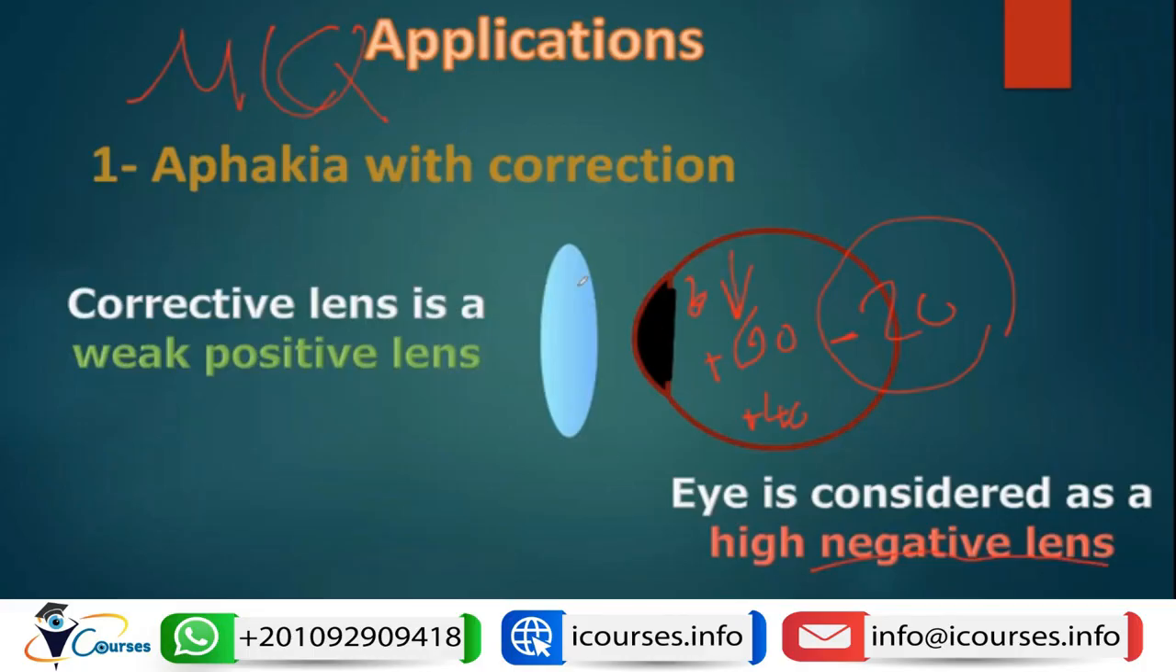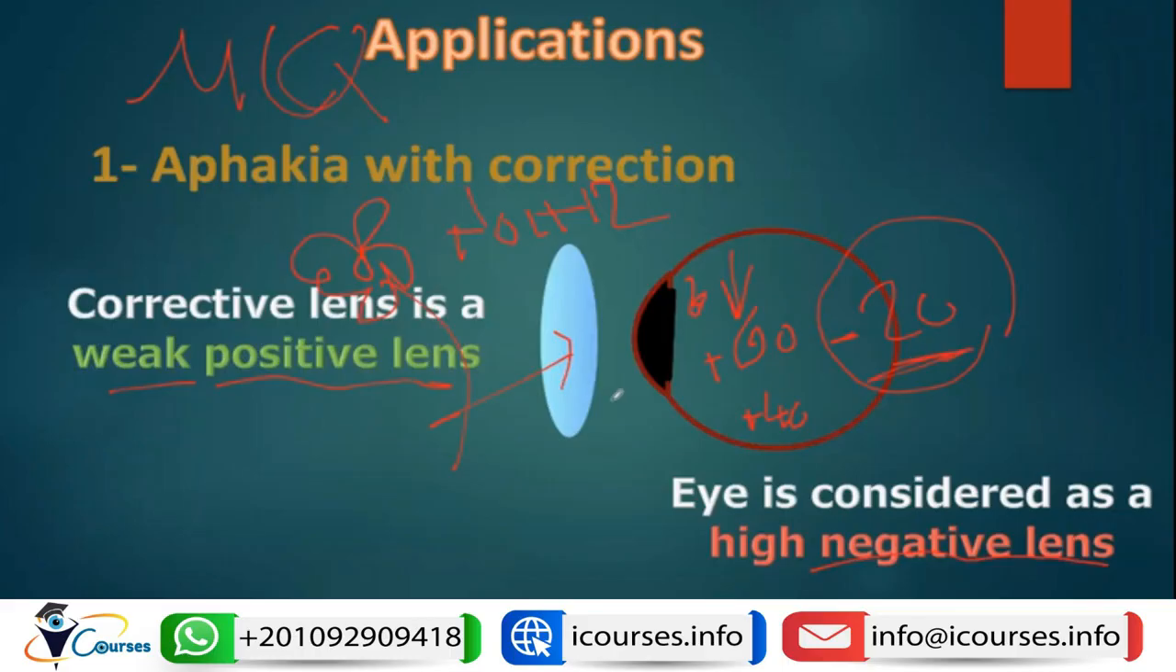If we put correction, or spectacles, in front of the eye, the spectacle will be about plus 10 or plus 12, so it can be considered a weaker positive lens. This weaker plus lens is present close to the object, let's say this flower, and we can see this flower in front of the eye. So this can be considered the objective lens, and the optical system of the eye can be considered a high negative lens because it is aphakic now, so about minus 20.